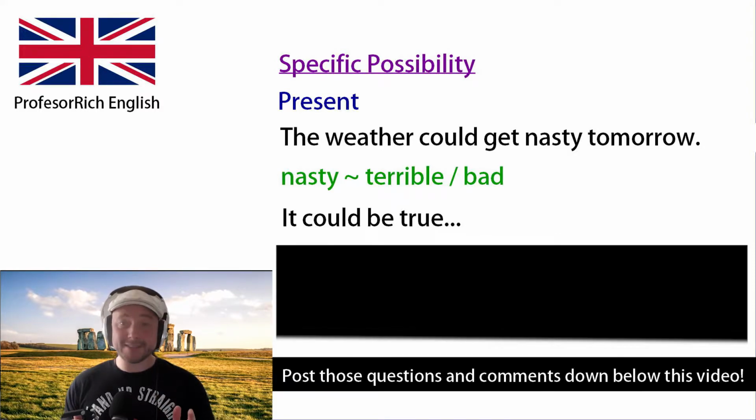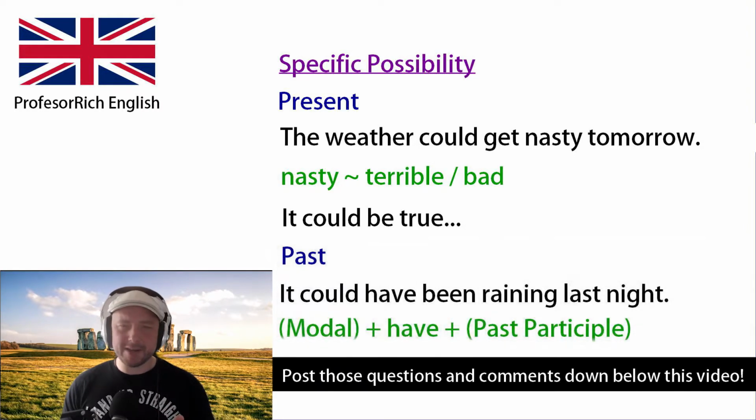And then the past. With the past, with modals, we often use modal plus have plus past participle. Could have. So it could have been raining last night. The floor's wet. Could have been raining last night. Last night, specific time, specific possibility in the past. Okay? So that's our past, present, and future with specific possibility.